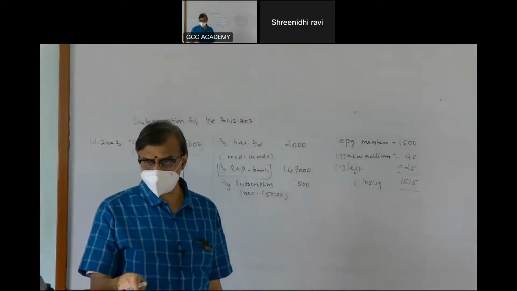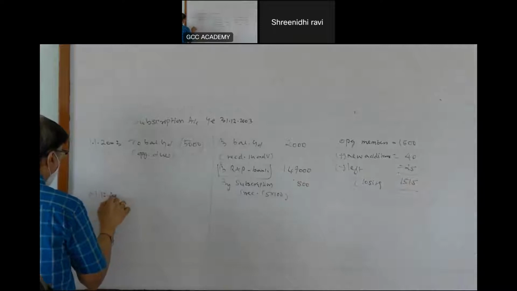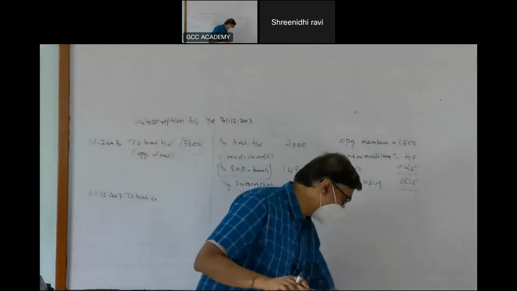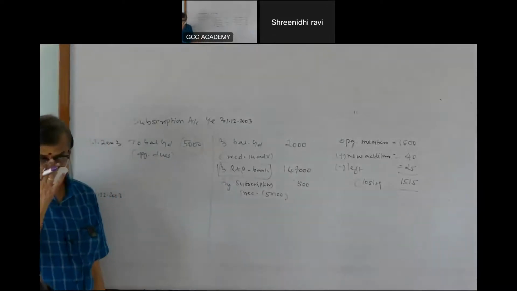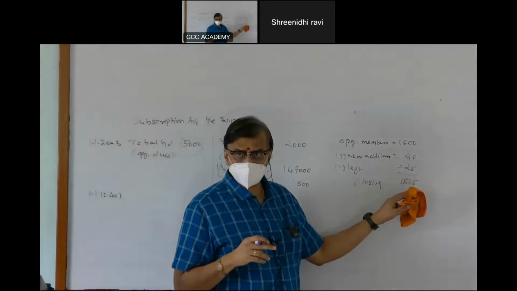This is the closing receivable on income. This is the amount to be received during the year. During the year, you need to receive from how many members? 1,515 at the rate of 100.